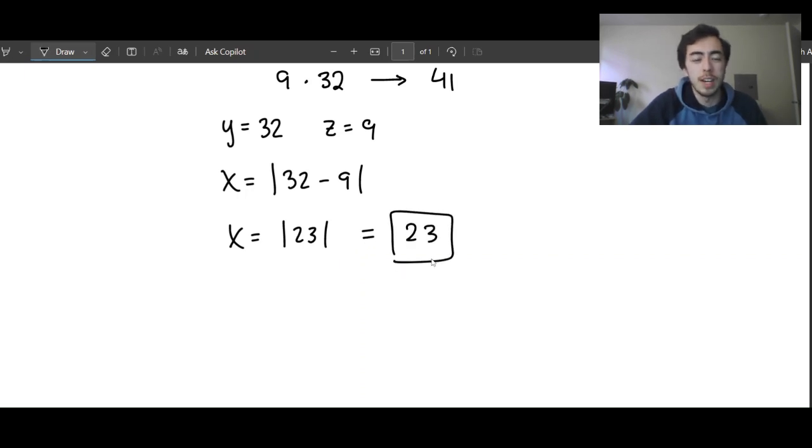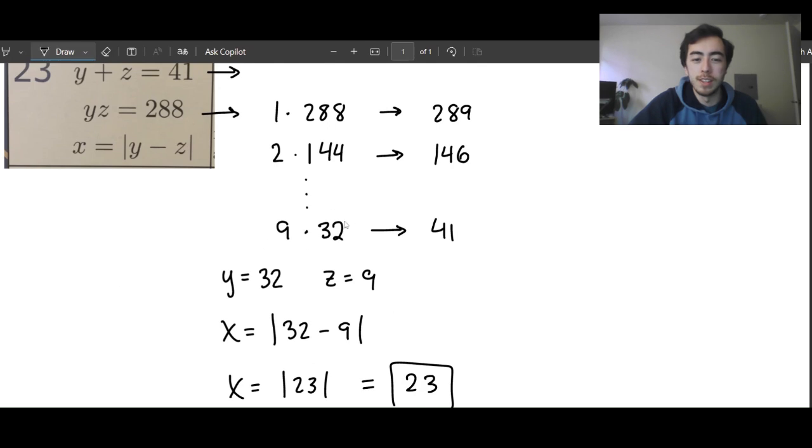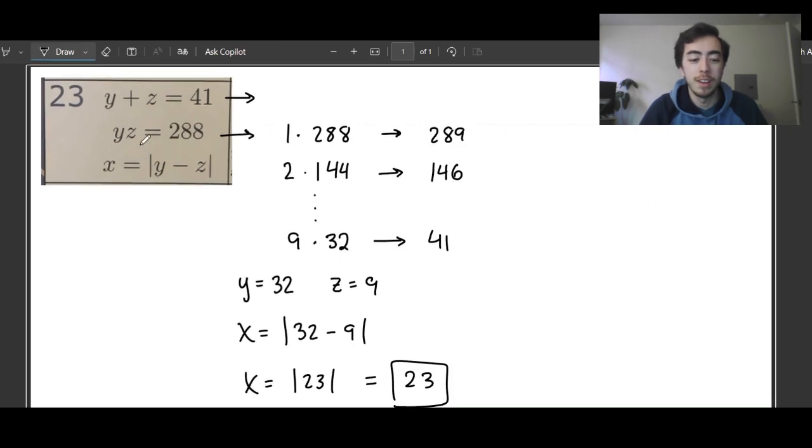So I kind of lucked out here, honestly, by finding the 9 and the 32 just out of nowhere. But maybe if this 41 was a little too big or a little too small, that would inform me to look maybe backwards or forwards on this factor list. But there's the answer. There's a 23, and we're all done.